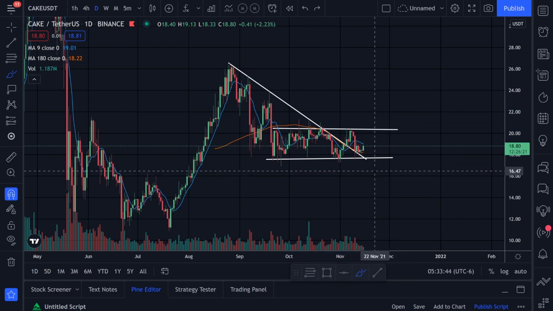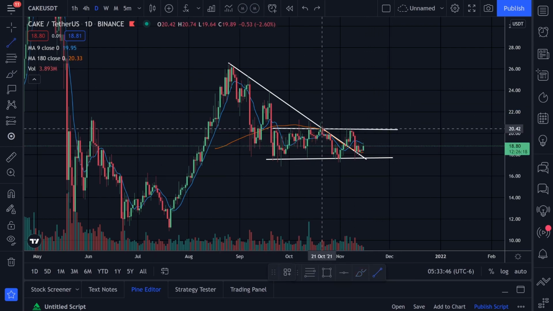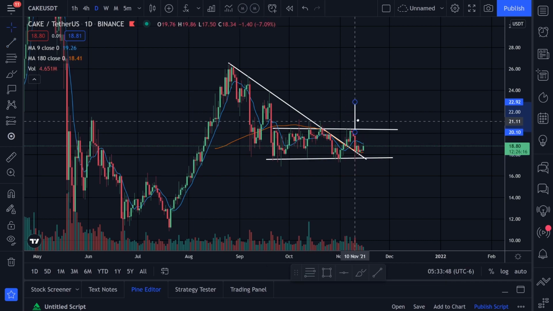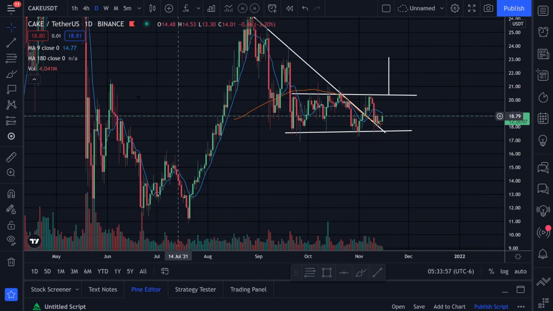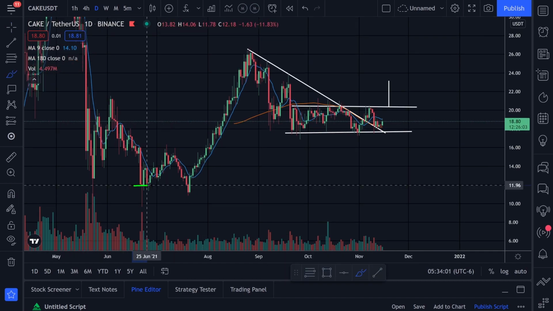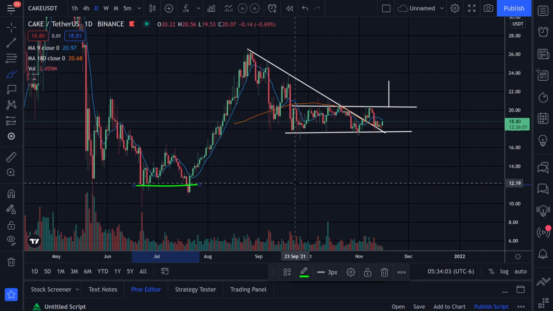I think if we break to the upside, we can maybe draw from the top to the bottom, something like that, and drag that to the breakout. And if we break maybe 20.38, we'll be looking at around 23.16, just my opinion. I think if we break to the downside though, it might be a bigger fall, and we might be looking at somewhere around here, like 12.09 or something like that.